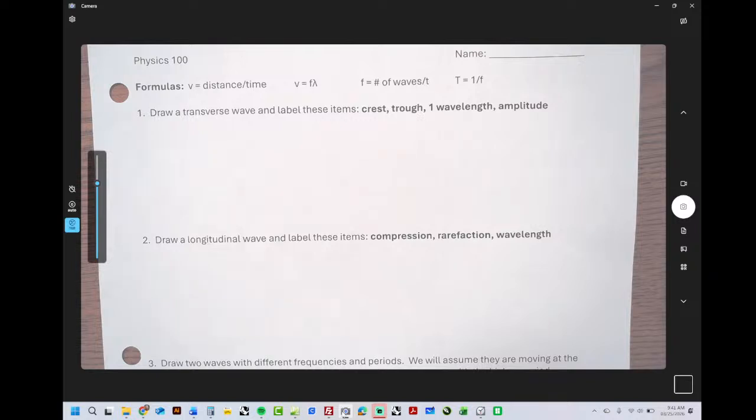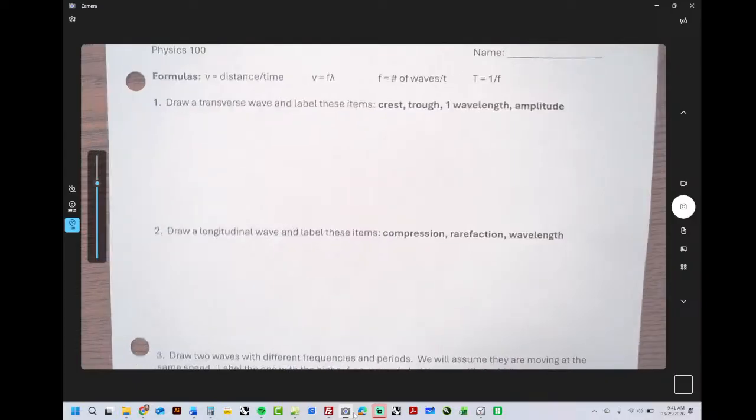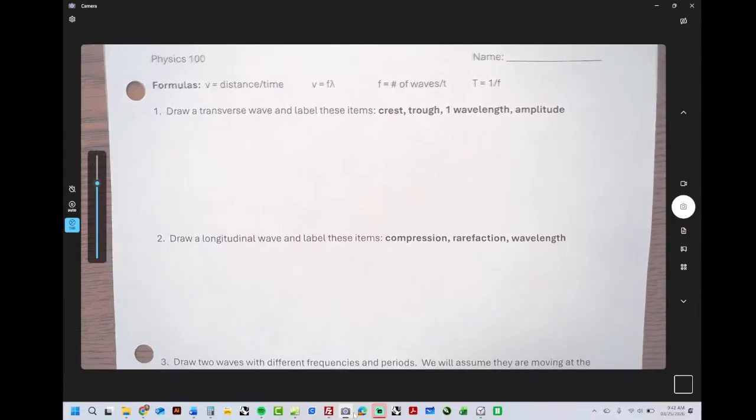If you need to look back to your notes, you can look back to your notes on this. Before I even ask about all these things in bold, I'm going to ask somebody in just a second to tell me what a transverse wave looks like, so I can get that up here.